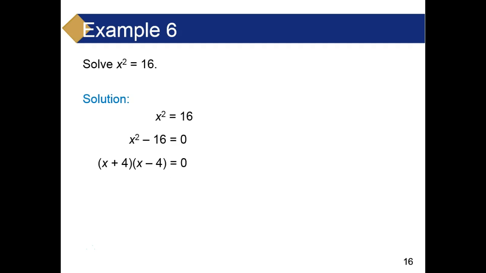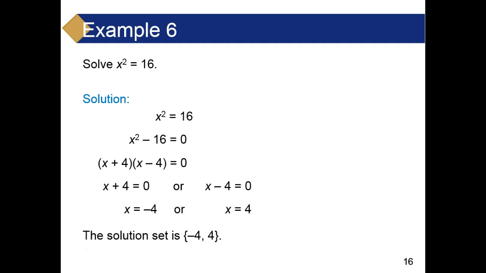They factored the left-hand side, x plus 4 times x minus 4. The order doesn't matter. Then they set, because of the zero product principle, the product of two entities equals 0. One of those two entities has got to be 0. Either x plus 4 equals 0, or x minus 4 equals 0. When you solve each of those, you get x equals negative 4, x equals positive 4.